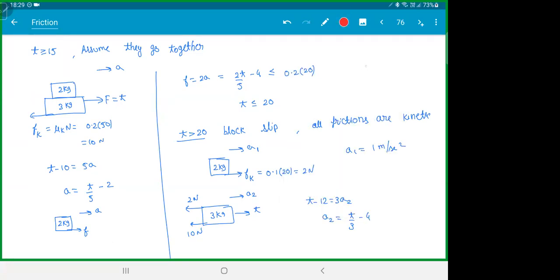You can clearly see here that t is equal to 20. Acceleration is 2 meter per second square. And here acceleration is 1. If you put t is equal to 20 here, you get 20 by 3. That is 20 minus 12. A2 is actually 8 by 3.